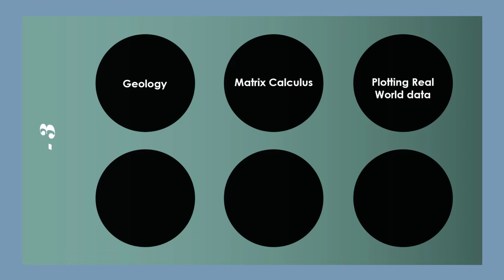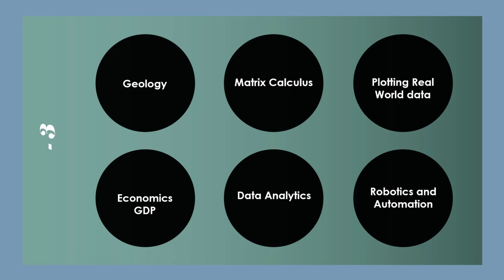When you're plotting real-world data, there again you are using matrices. In economics related problems, especially when you're trying to find the GDP, you use matrices. In data analytics, you use matrices. When you're trying to change the movements of robots and automation, you use matrices. A vector will be set and then you can change the movement of the robots in that direction, in any direction you want.